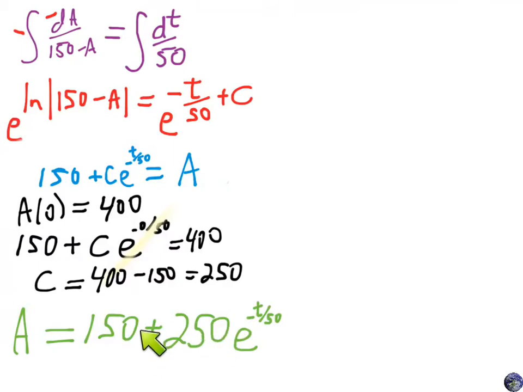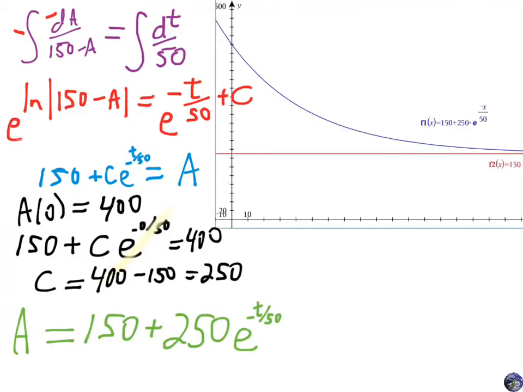But to this, let's actually look at a graph and see what this looks like, see if it makes sense. So here's the graph from our calculator. This blue curve right here is 150 plus 250 times e to the negative, well, the calculator says x over 50. And let's just double check that the y-intercept makes sense right here.